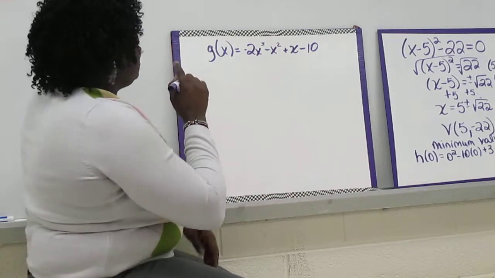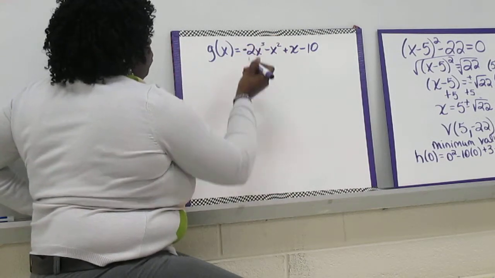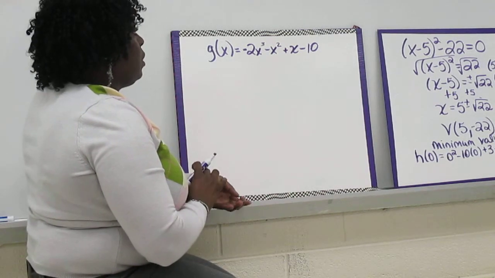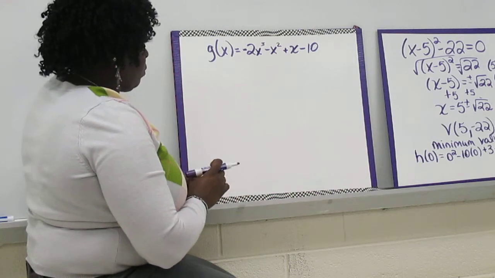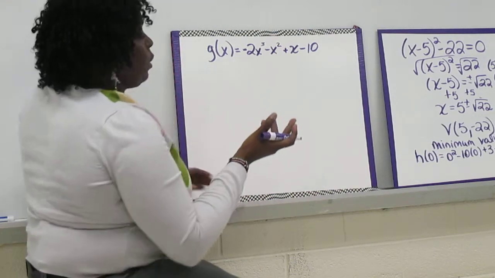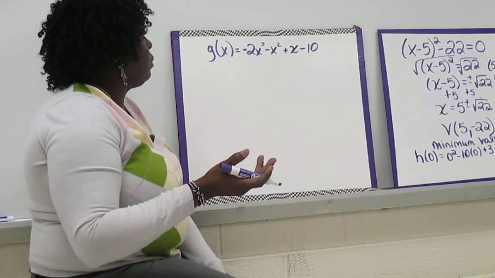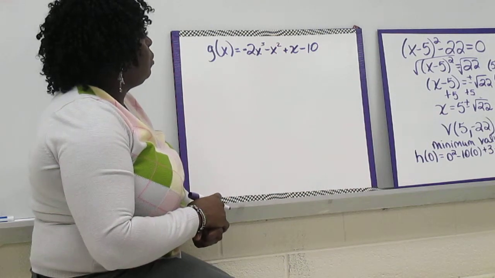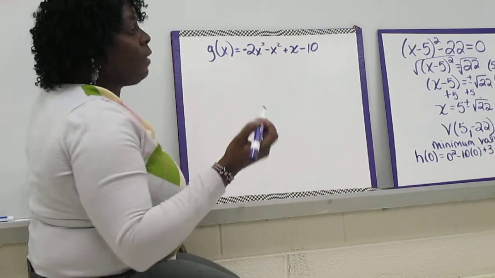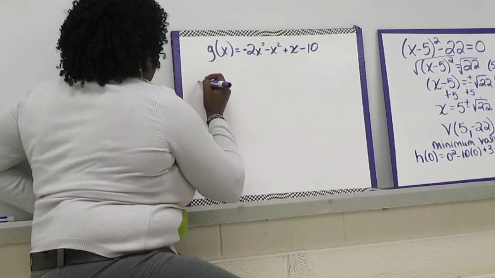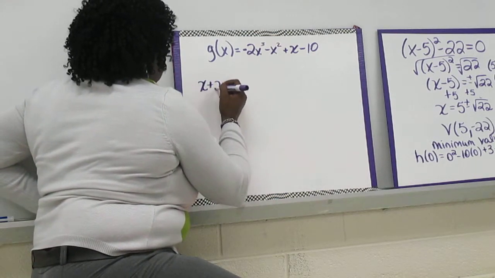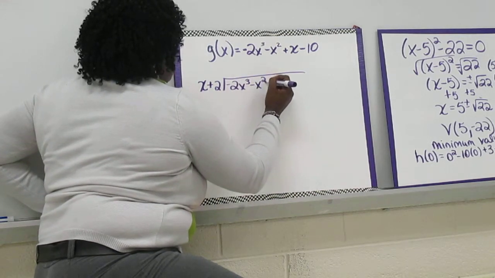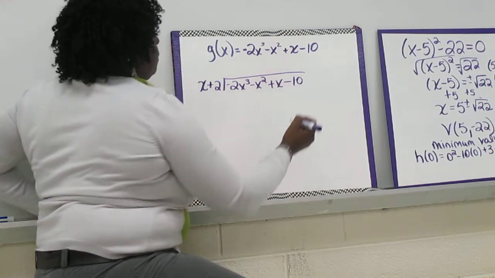This next problem, you were asked to write it in factored form. So the first thing you need to do is take your calculator and find one of your factors. Okay? So when you graph it on your calculator, you'll see your x-intercept. One x-intercept is negative 2. So when you divide it, you're going to divide x plus 2 into negative 2x cubed minus x squared plus x minus 10. Okay?